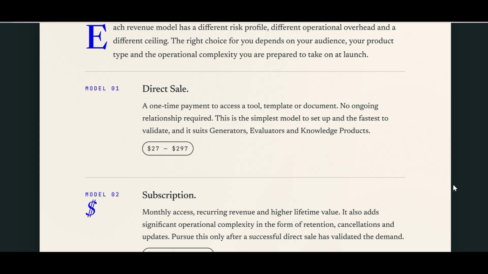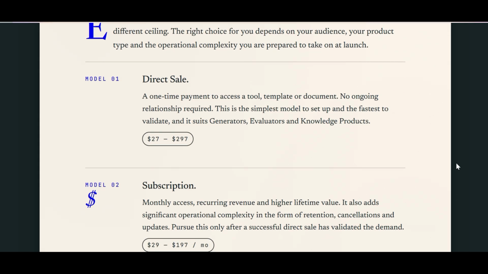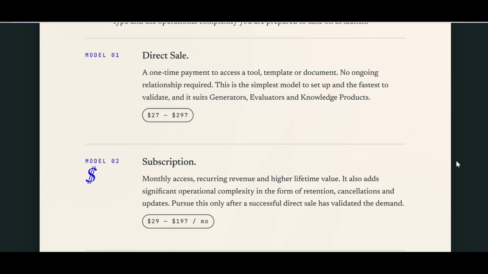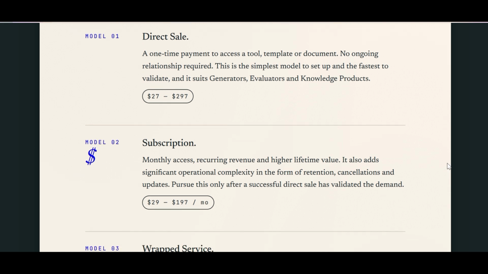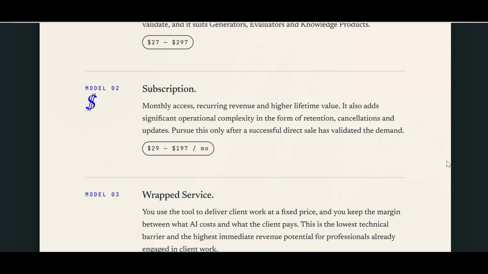Model 2, subscription, $29 to $197 per month. Recurring revenue with higher customer lifetime value and meaningfully more operational complexity, ongoing support, retention management, the ongoing obligation to deliver value month after month at a level that justifies the continued charge.